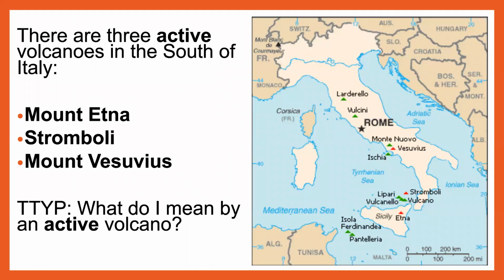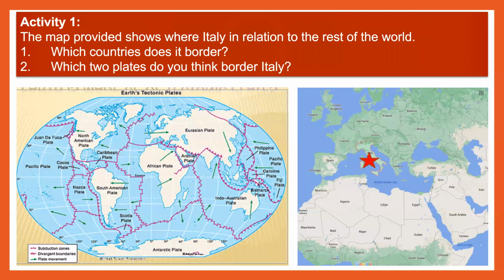There are 3 active volcanoes in the south of Italy. We've got Mount Etna here. We have got Stromboli here and Mount Vesuvius, which is up here. What do I mean by an active volcano? Write that down for me. Going to give you a few moments. Pause the video if you need some more time. Okay, so an active volcano, remember, is one that has erupted recently and could erupt again. So there are 3 of those in Italy. You can see those in our red circles there.